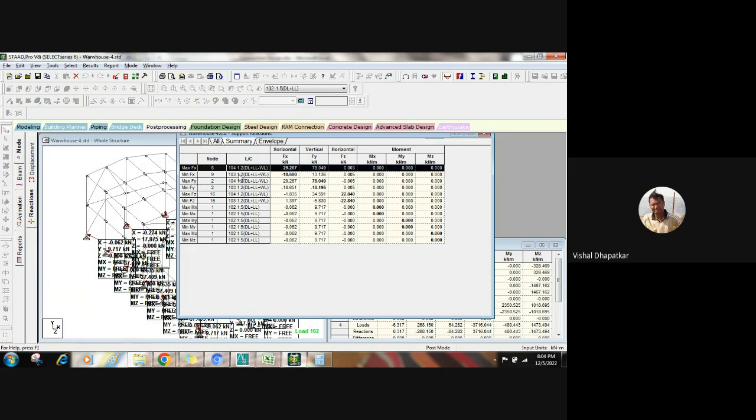So which is this one? So 104 load case, and it is at node 6, right? So I got the maximum shear and corresponding axial force I will consider for the design.